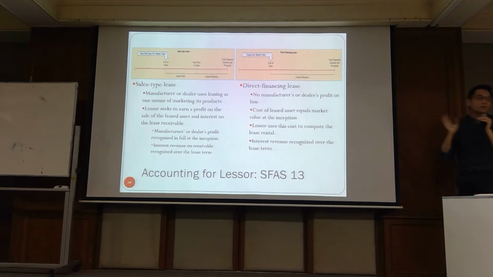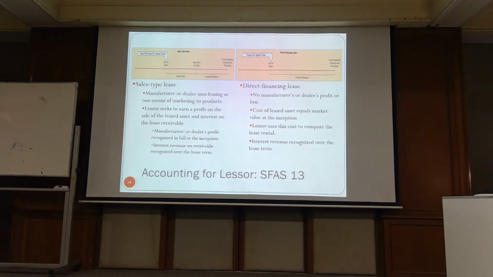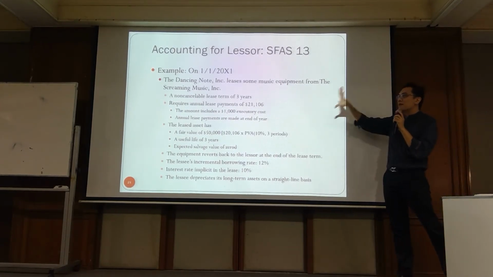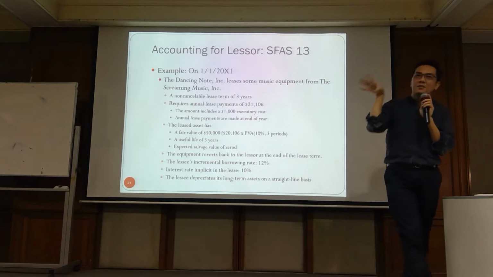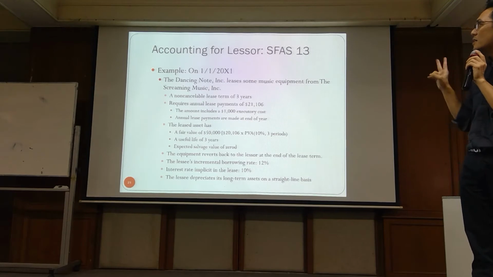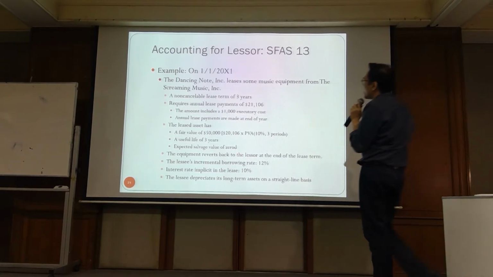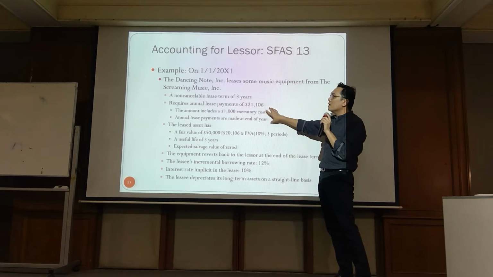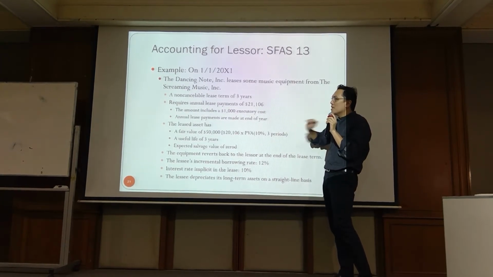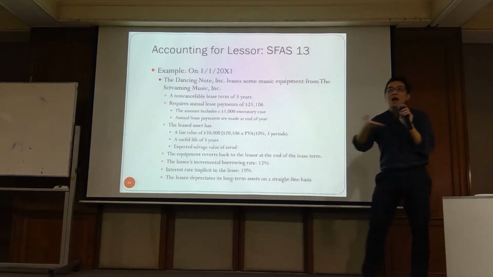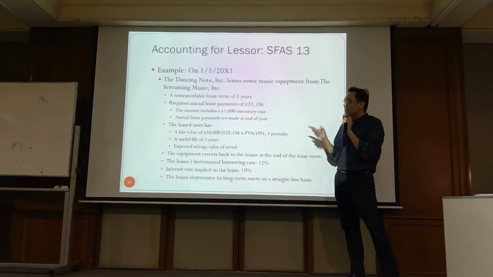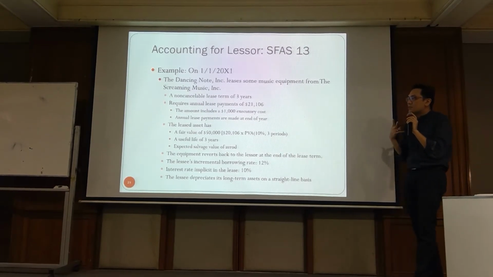All right, I'm going to jump into the examples. Now, you can go back and read it by yourself. Same things happen. I just copy and paste from the lessee type to the lessor type. If you read the line, the Danny Note lease some music, same thing. Leasing term, 3 years. Lease payment every year is about 21.6, which includes 1,000 security costs, made at the end of the year. The fair value, which is the present value of the future value, is 50,000. Useful life 3 years, no salvage value.